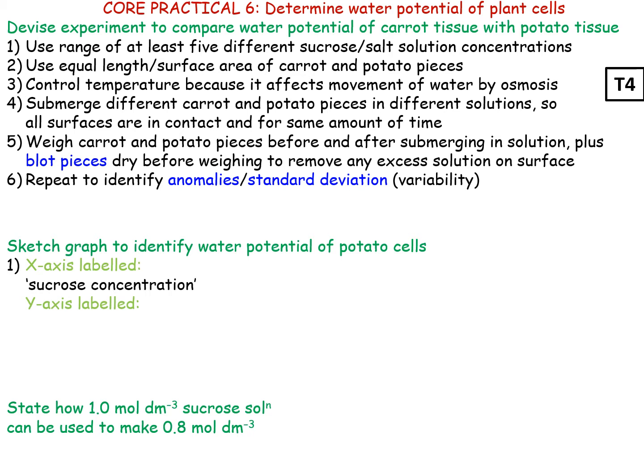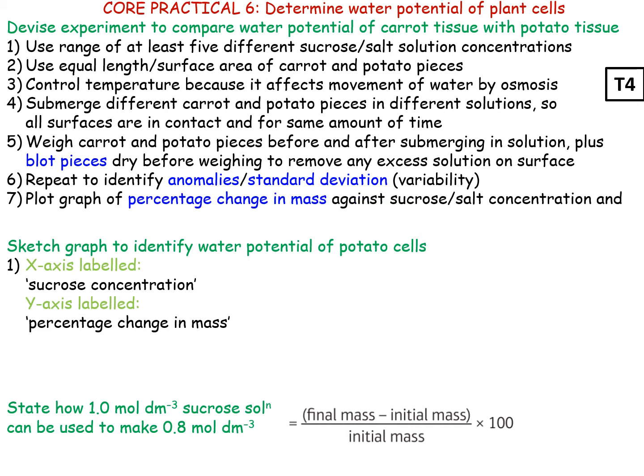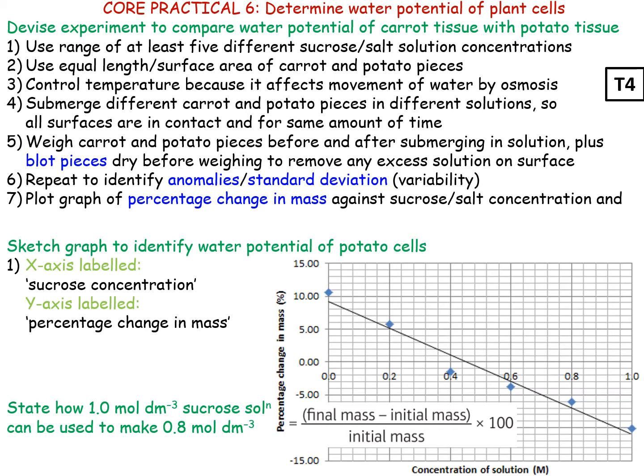When sketching the graph, on the x-axis, you will have the sucrose concentration or the solute concentration. The y-axis will be the percentage change in mass, which is calculated by final mass minus initial mass divided by initial mass times 100. You then plot the graph of the percentage change in mass against the sucrose, salt, or solute concentration.